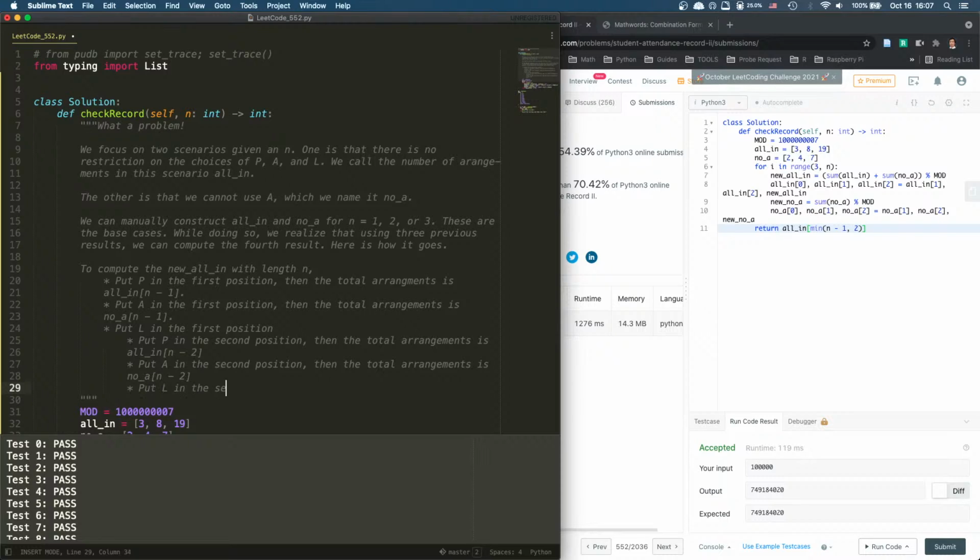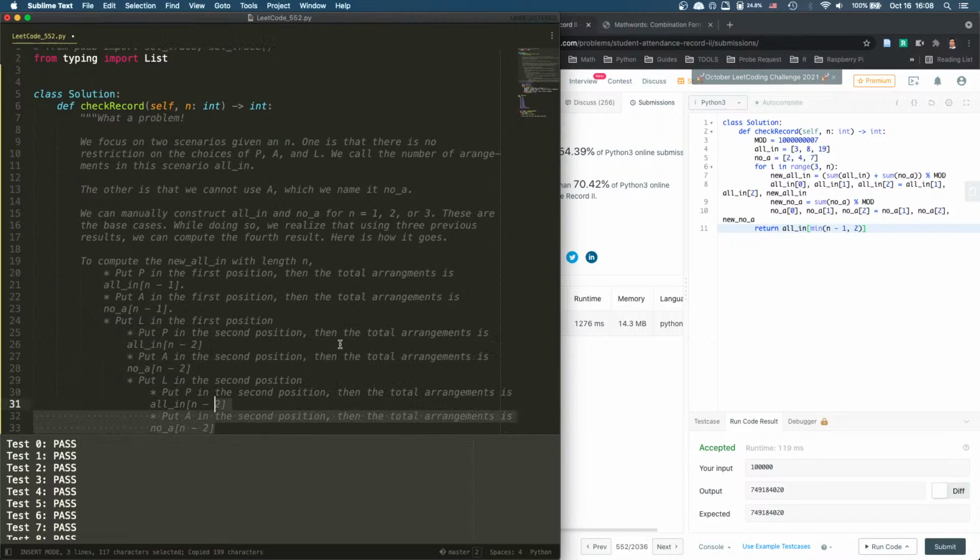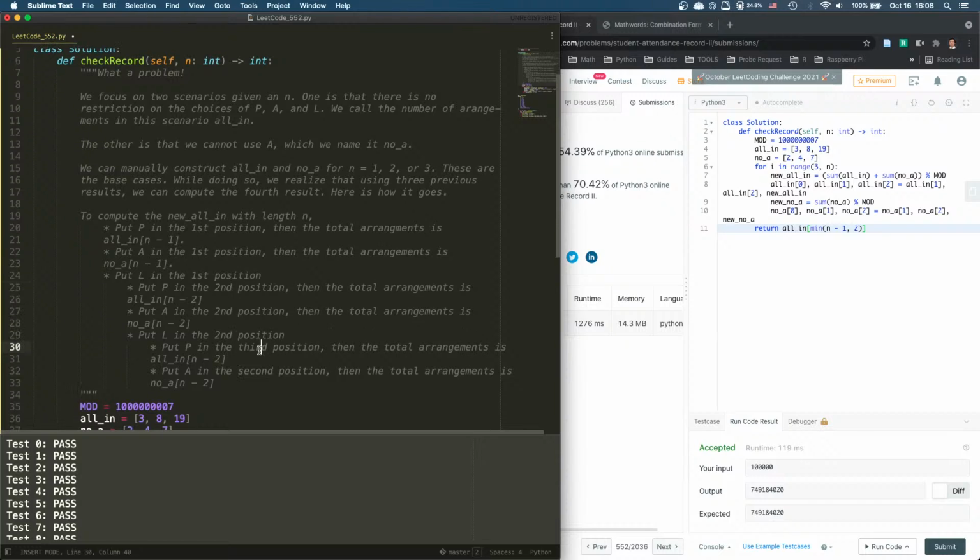Put L in the second position. Copy these two. Put P in the third. Let's call it first, and then this will be second, and then this will be third position. Length n larger than 3. Put A in the third position, then the total arrangement is n minus 3. And that's it.